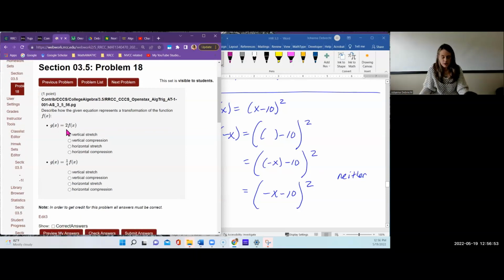When we look at the next problem, 2 times f of x, the 2 is outside the notation, so it's a vertical change, and it's multiplied, so it's a stretch or compression. For a number larger than 1, it becomes a stretch. This is a vertical stretch by a factor of 2. The 1/4 is also outside the notation, so it's a vertical stretch or compression, but the number is less than 1, which means it's a compression. This is a vertical compression by a factor of 4. The y values get divided by 4.